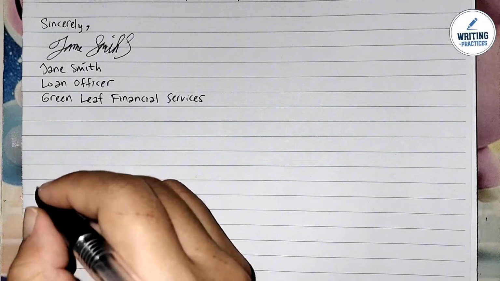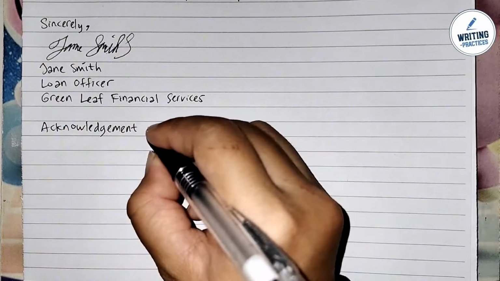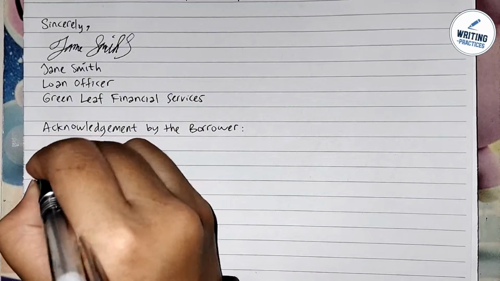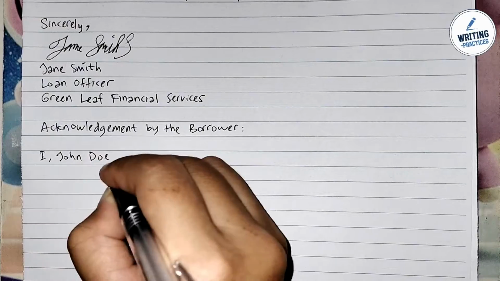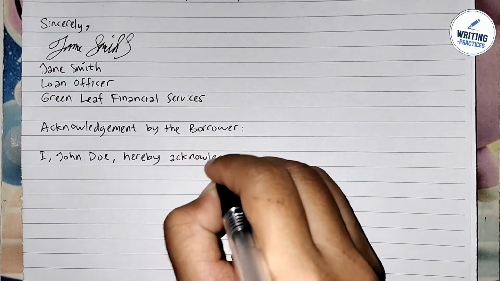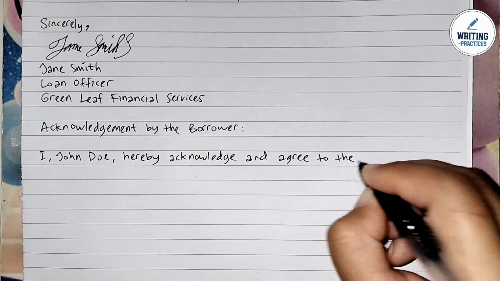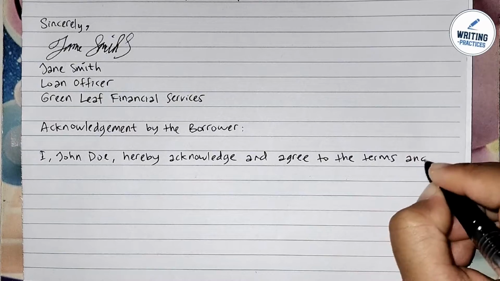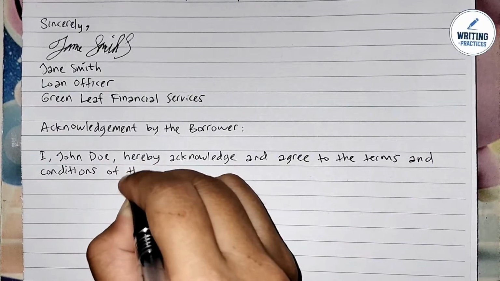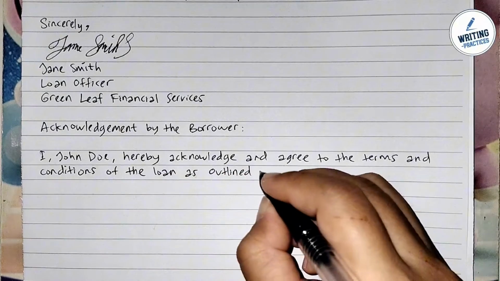And the second signature is from the borrower. You must write an acknowledgement by the borrower. The borrower's confirmation is a section where the borrower signs and dates the document. This indicates their agreement to the terms laid out in the letter. And here is how you write it. Acknowledgement by the borrower. I, John Doe, hereby acknowledge and agree to the terms and conditions of the loan, as outlined in this agreement. And give empty space for the borrower to give their signature and the date as well.